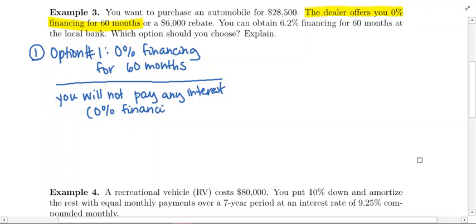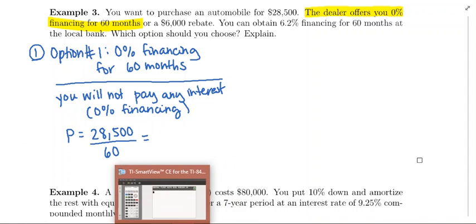So to figure out your monthly payment, you wouldn't even have to apply a formula here. You're just going to take the total amount of the car, which you would purchase for $28,500, and then divide it by the number of payments. You're going to make a payment every month for 60 months, so there's 60 payments total. And so this would get you your monthly payment. Let's go to our calculator and punch this in.